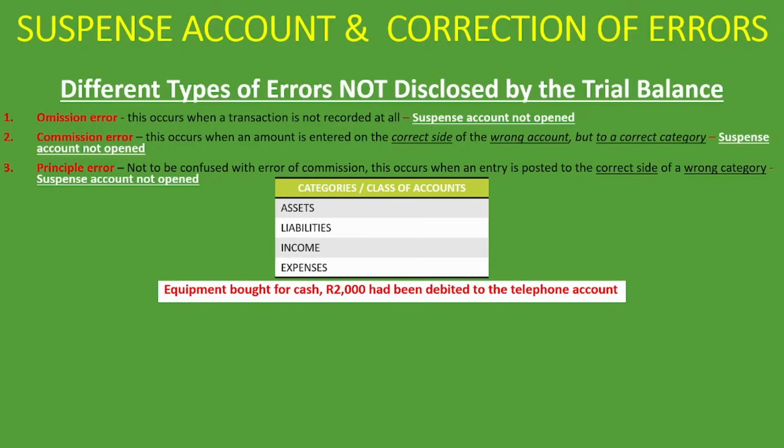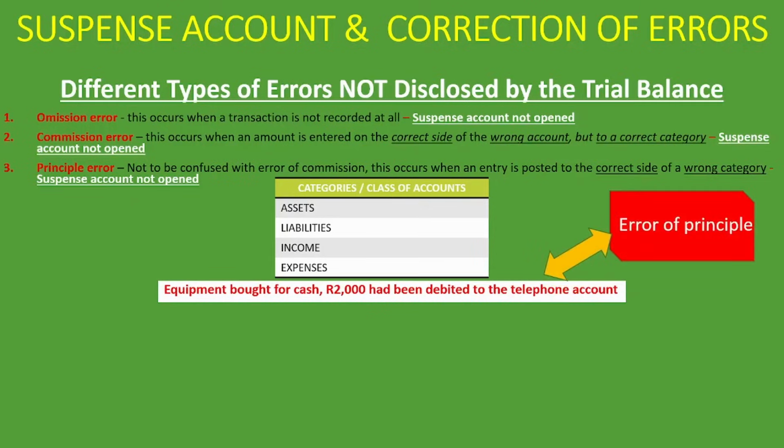Okay, so instead of debiting an asset, you've debited an expense. What does that mean? You've posted to the correct side but to a wrong category, because remember, expenses are debited when you incur them and assets are debited when you bring them in. So it's to a correct side but the wrong category, because instead of debiting an asset, you've debited an expense, and that makes it an error of principle.